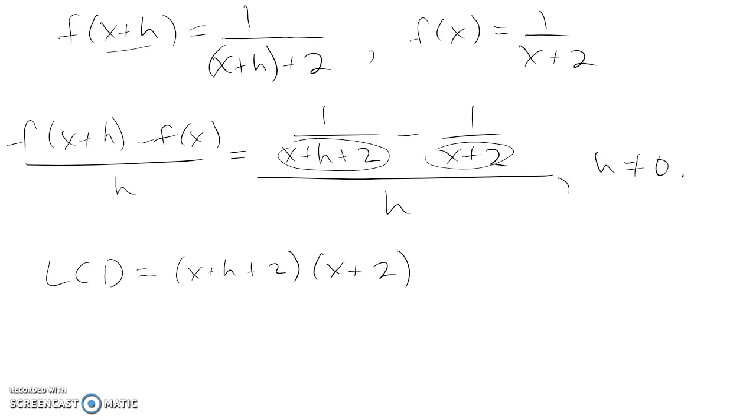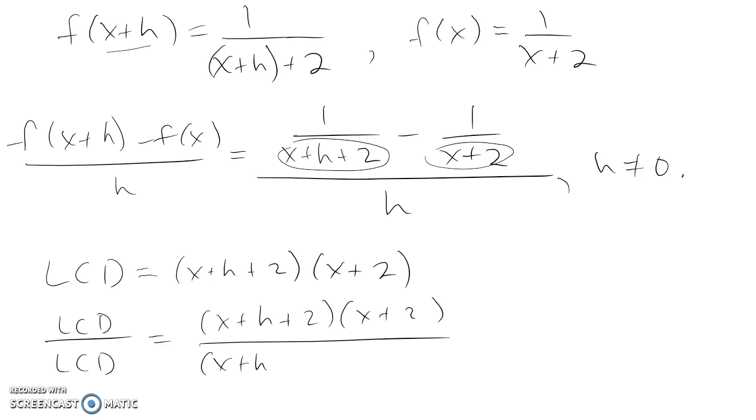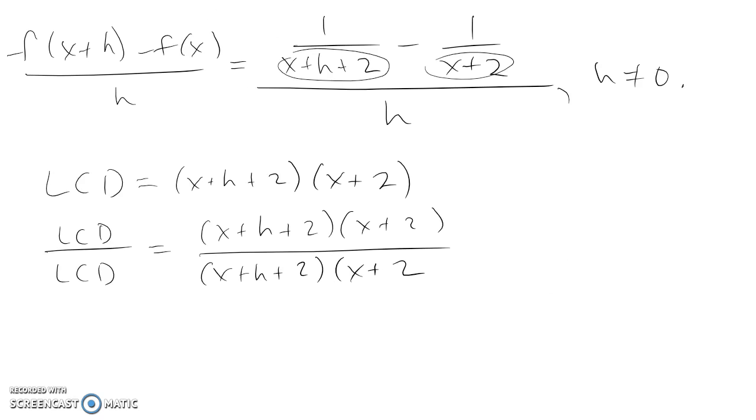Now what we're going to do is multiply the entire difference quotient by the LCD over the LCD, which is equal to 1 whole. So we're going to multiply x plus h plus 2 times x plus 2 all over x plus h plus 2 times x plus 2 times our difference quotient. Never multiply these out. Don't multiply this trinomial times this binomial or any other thing that you would in this process, because we're going to need it in factored form.